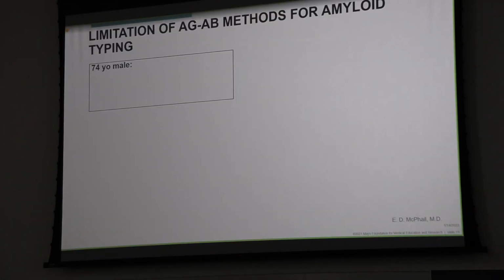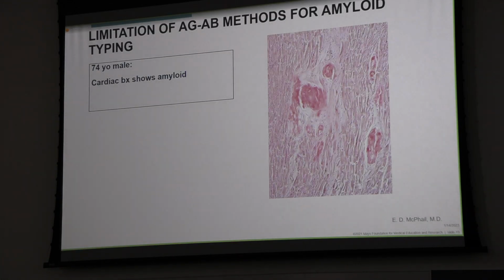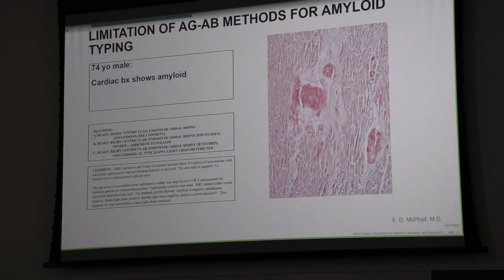So here's an example of a case, just to show you the problems that we can face sometimes. So this is a 74-year-old man, had a heart biopsy, had amyloid, no problem, gets typed. I don't know if you can read this. This was done somewhere else, actually a very, very good institution. They used immunofluorescence, which is actually probably better than IHC, and they came with a diagnosis of AL kappa.